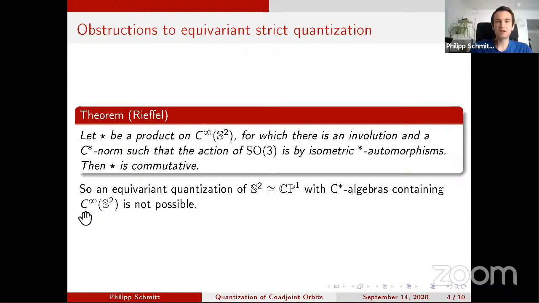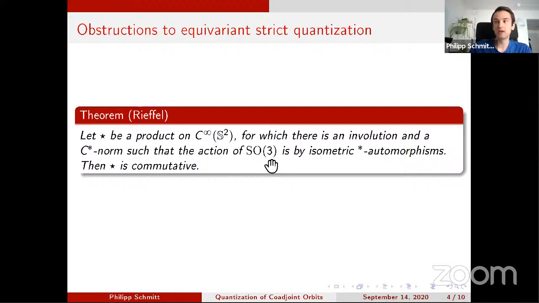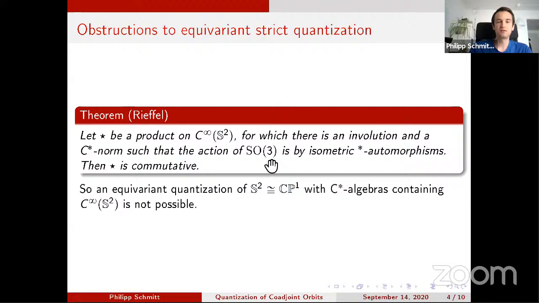So in a sense, that tells us that this problem of passing from a formal deformation quantization to some actual field of algebras is at least non-trivial. Of course, one can argue that one should also quantize the action of SO(3) and so forth, but I just want to use this to illustrate that this problem can be non-trivial. And what I want to do in the following is propose a way to not use C-star algebras, but to use so-called Fréchet algebras and to obtain a field of Fréchet algebras that quantize coadjoint orbits, just as presented on the first slide.